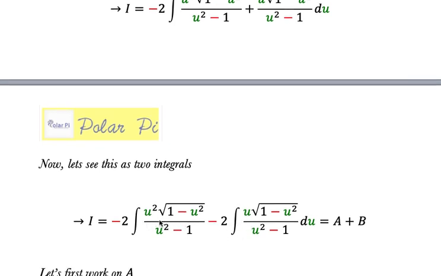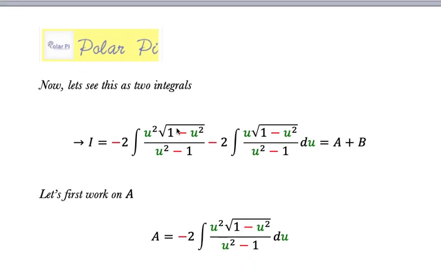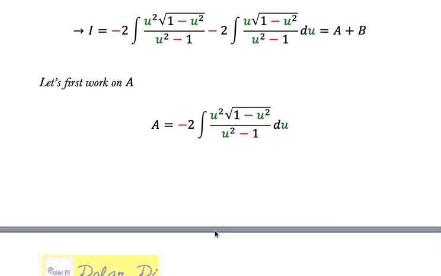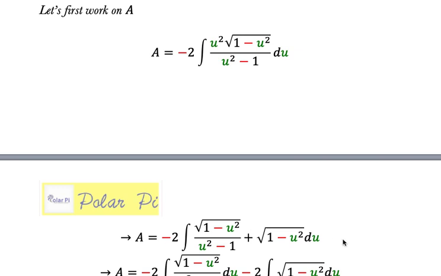And it is here where I decide to name this integral, including the constant in front, A, and then this integral, including the constant in front, B. So we're going to first work on A, and so we're going to work on this integral. So this is what we've got for that integral. All right. So now, doing some algebra.